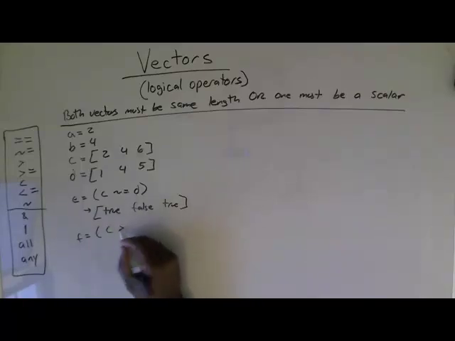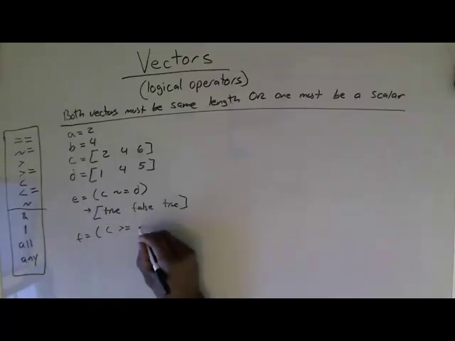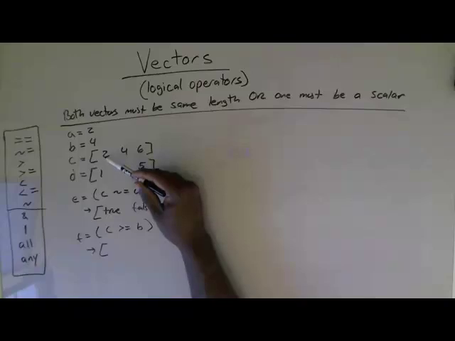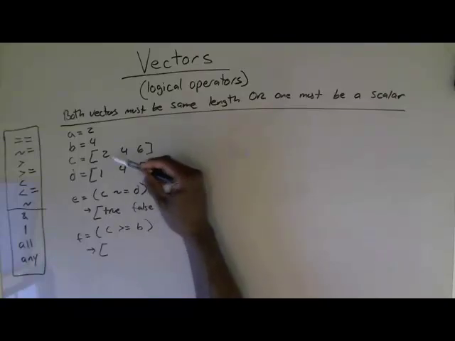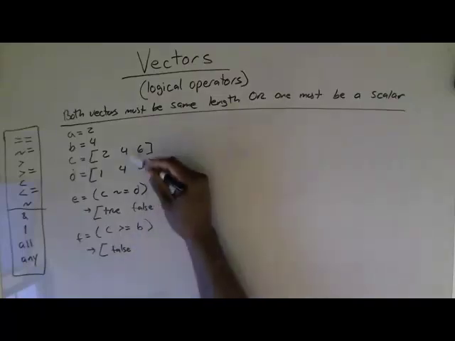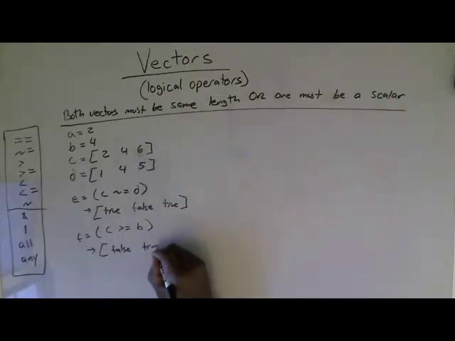We could do F equals C greater than or equal to B. So this is a vector to scalar, and so is 2 greater than or equal to 4? Well, that's false. Is 4 greater than or equal to 4? Yes, it's equal to, so that's true.